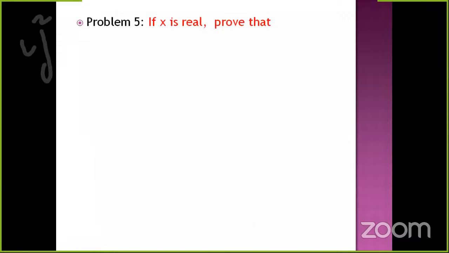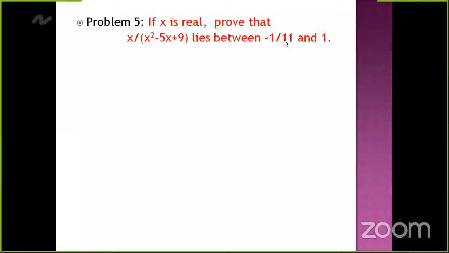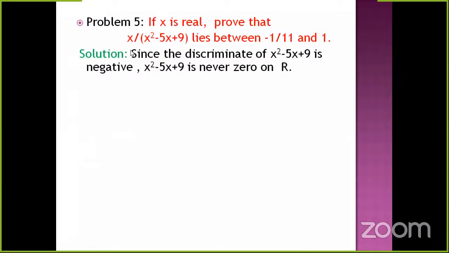So let us check another problem. If x is real, prove that x by (x square minus 5x plus 9) lies between -1/11 and 1. Here we have the expression, but we have to show that it is correct, so it is lying between these values. For my convenience, I will consider the expression value as y. So let y be equal to x by (x square minus 5x plus 9).